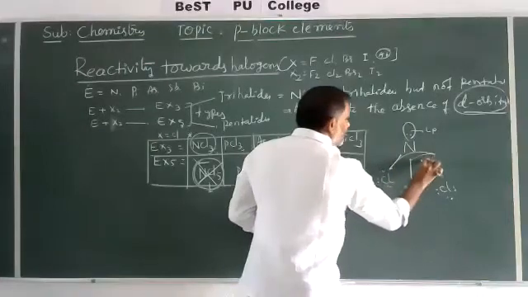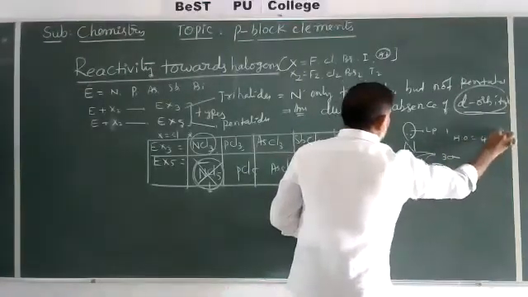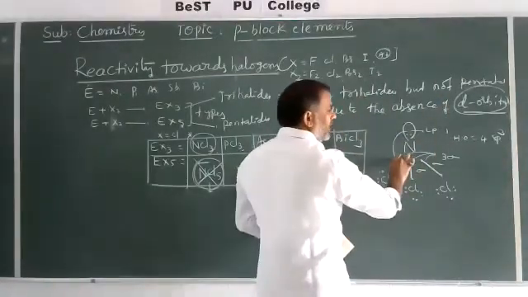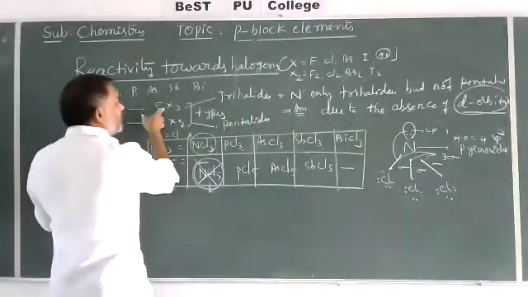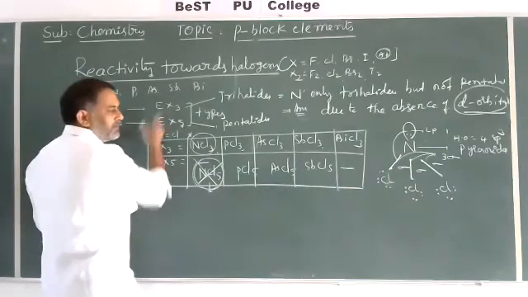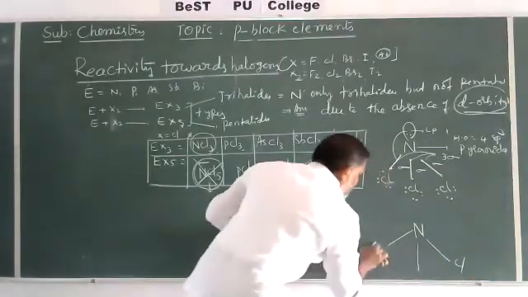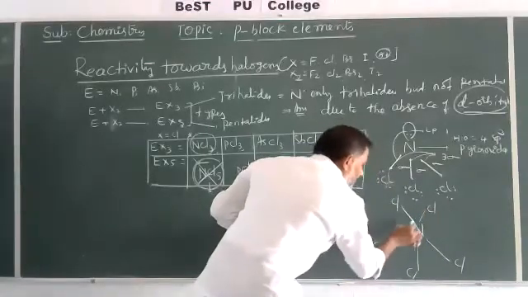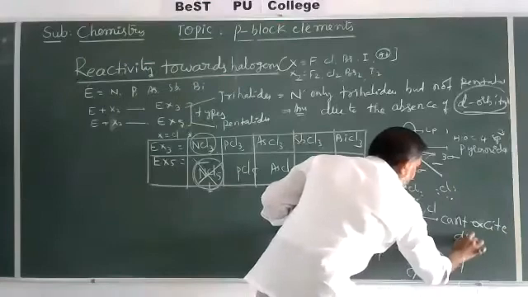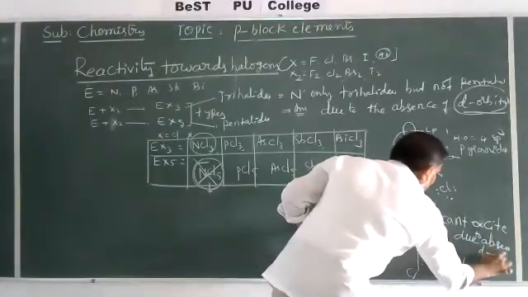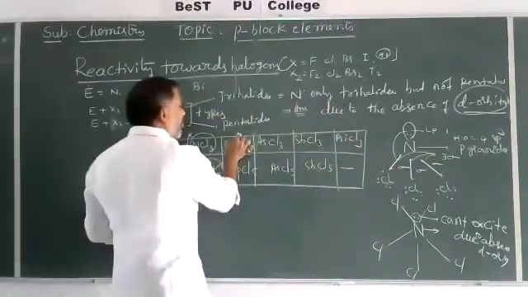The same thing here: 3 sigma bonds and 1 lone pair. The number of hybrid orbitals is 4. That's why it undergoes sp3 hybridization, but its geometry is not tetrahedral; it is trigonal pyramidal geometry for trihalides. Whereas in the case of pentahalides, nitrogen requires 5 bonds: 3 Cl bonds and 2 more bonds with Cl and Cl. These 2 electrons cannot be excited due to the absence of d orbitals.